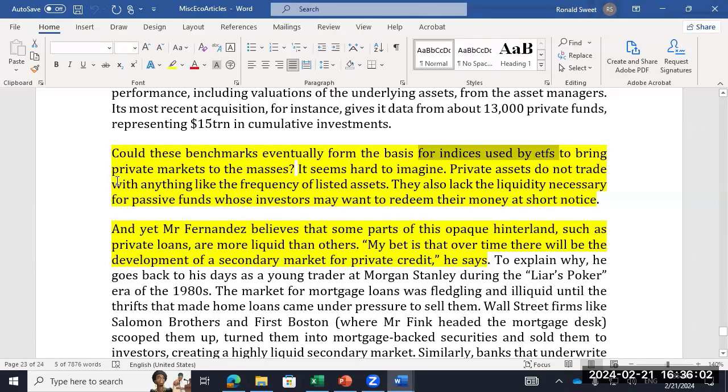Private assets do not trade with anything like frequency. We talked about that with REITs, right? Real estate doesn't trade every day, but if you put real estate in a publicly traded security like a REIT, yeah, now you have real estate in a publicly traded form, but it changes the entire nature of the investment. And I think that's what they're going to find here. Lack of liquidity, it's going to be tough.